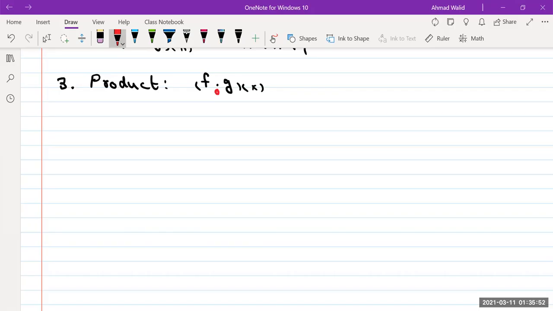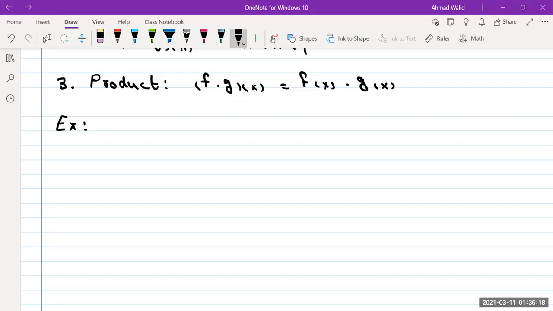We read this one f of g. Soon we will discuss that, correct? Even you don't need this sign. We can write fg of x. It means multiply, right? It's easy. Fg of x equals f of x times g of x. That's it. Let's do a numeric example.